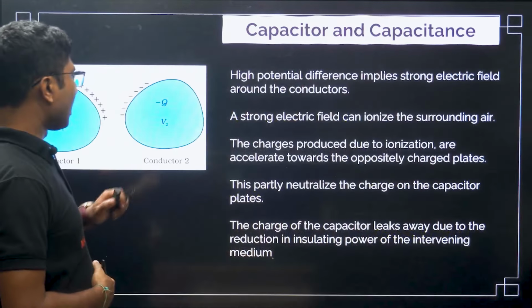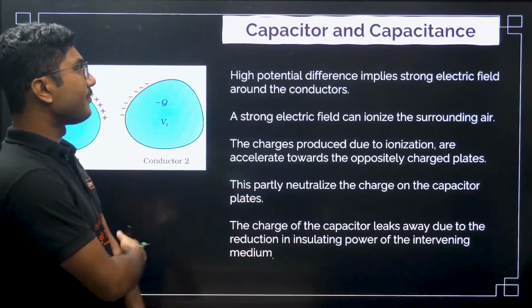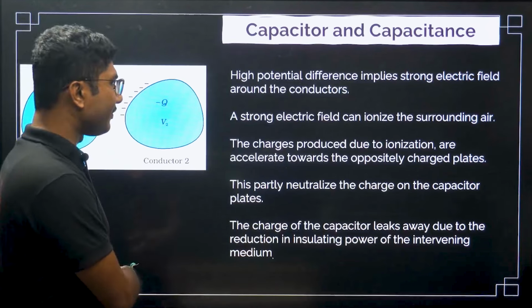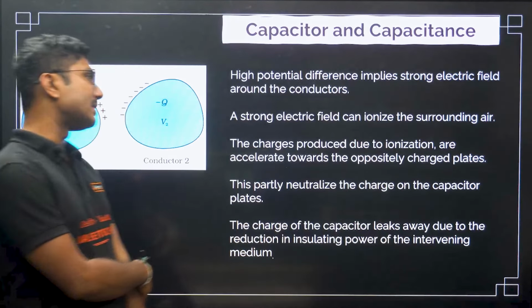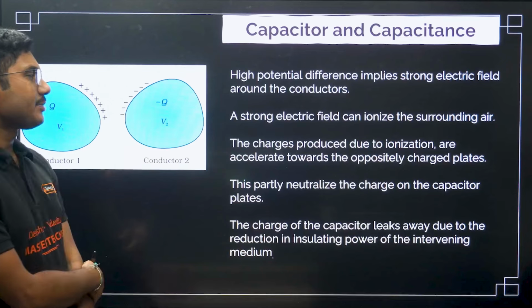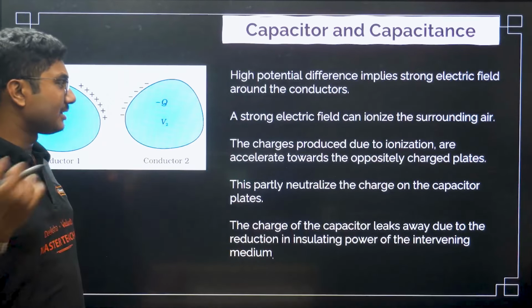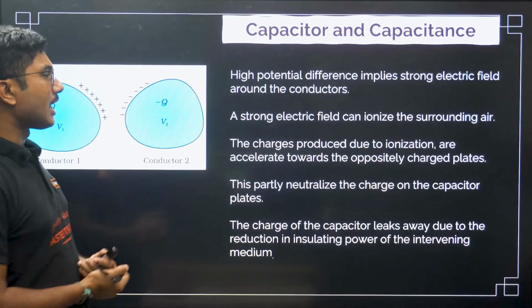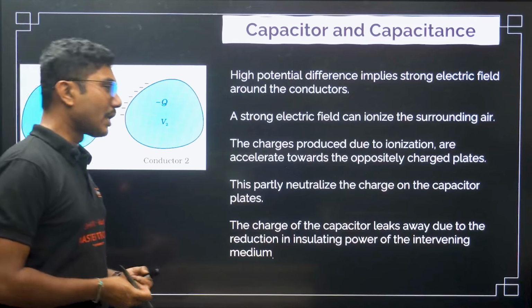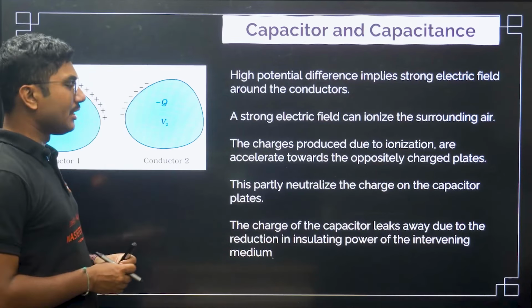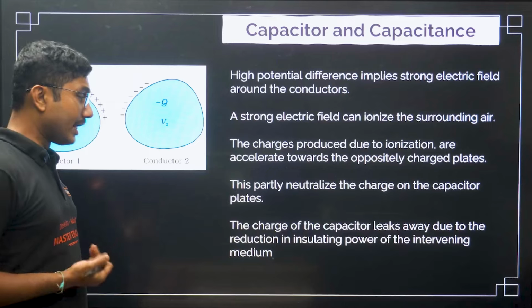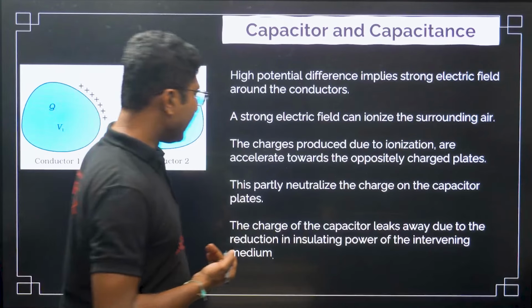So here is the diagram of the capacitor. High potential difference implies a strong electric field around the conductors. A strong electric field can ionize the surrounding air. The charges produced due to ionization are accelerated towards the oppositely charged plates. This partly neutralizes the charge on the capacitor plates. The charge of the capacitor leaks away due to the reduction in the insulating power of the intervening medium.